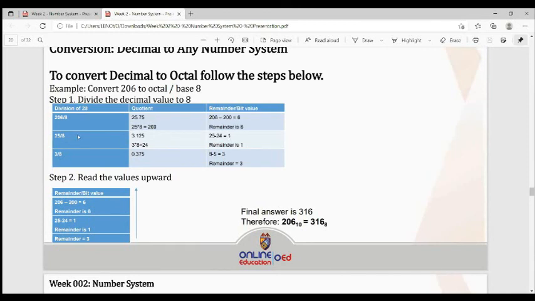And then, 3 divided by 8 is 0.375. So, 0.375 times 8 is equal to 3. So, the remainder is 3. And then after that, we will just get the remainders. We will start from the bottom. We have 3, 1, and 6. Ayan. And 206 base of 10 is equal to 316 base of 8.